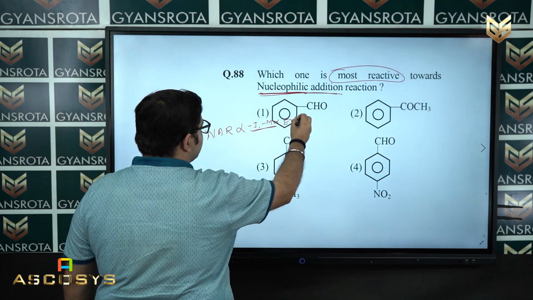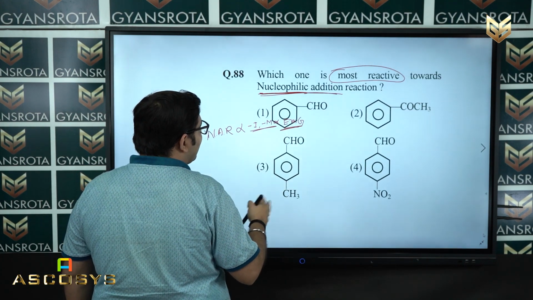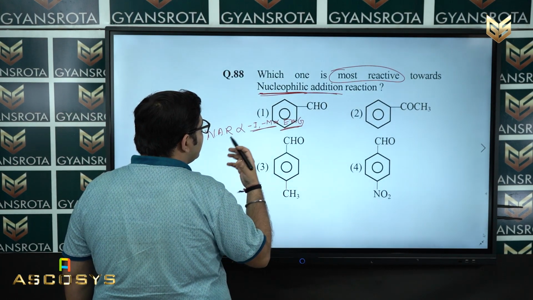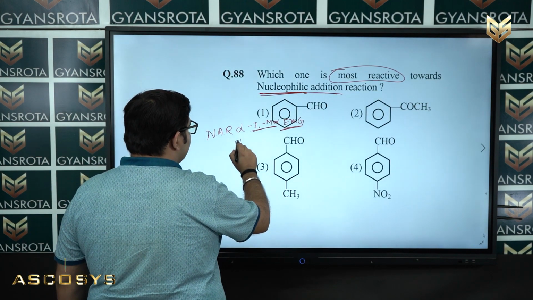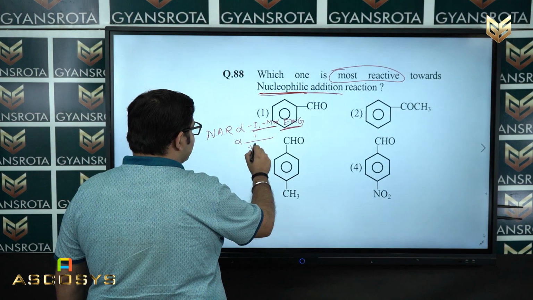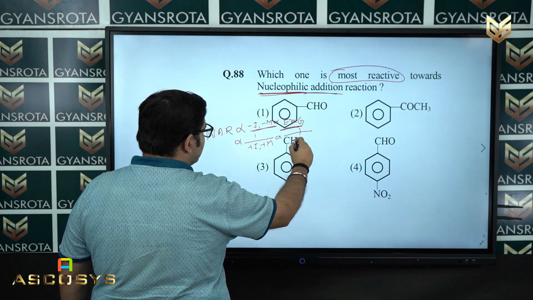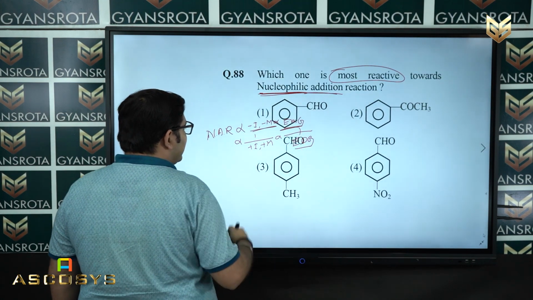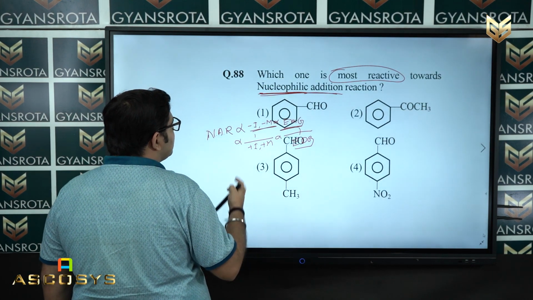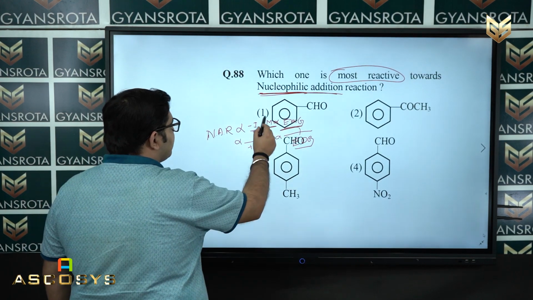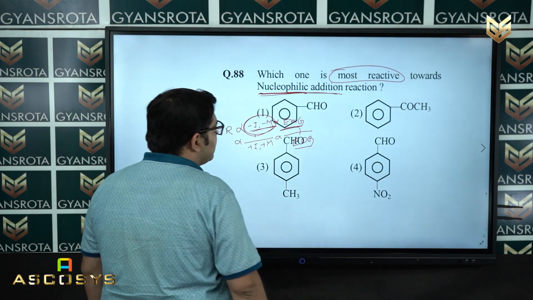or we can say it is directly proportional to electron withdrawing groups. When an electron withdrawing group is present on that ring or compound, it will be more reactive towards the nucleophilic addition reaction. At the same time, it is inversely related to plus I or plus M, or we can say inversely related to electron donating groups. So, when an electron donating group is present, that compound, that ring, will not be a better reactive group towards the nucleophilic addition reaction. So, for this we have to find which has the most minus I or minus M group, or electron withdrawing group.